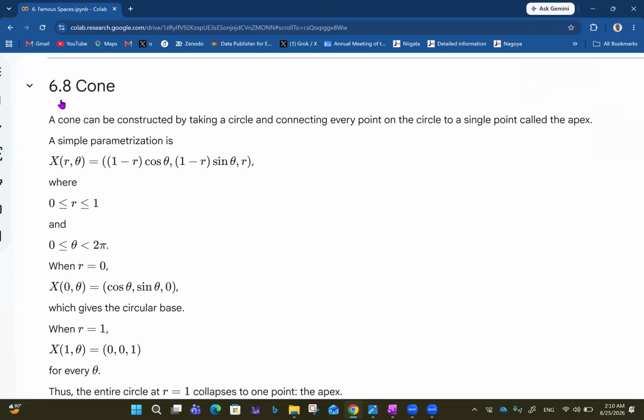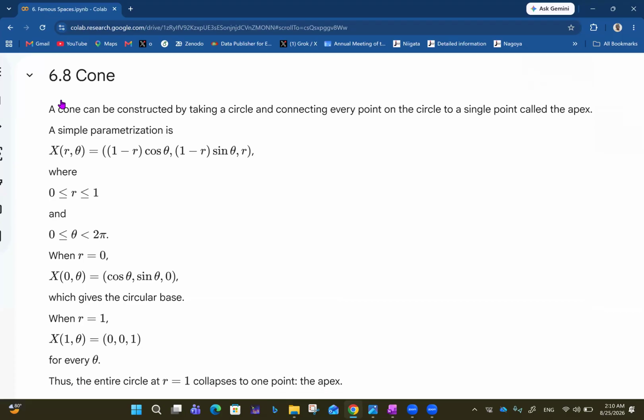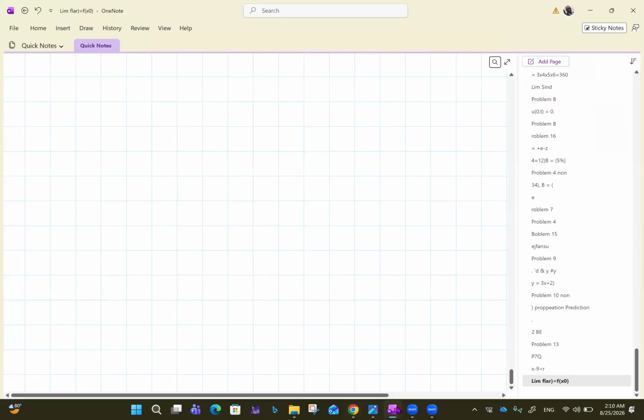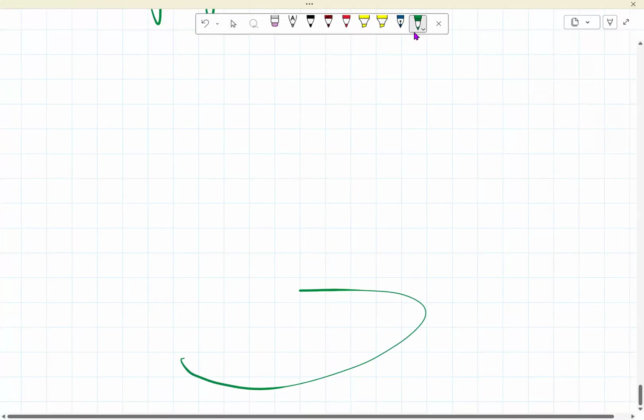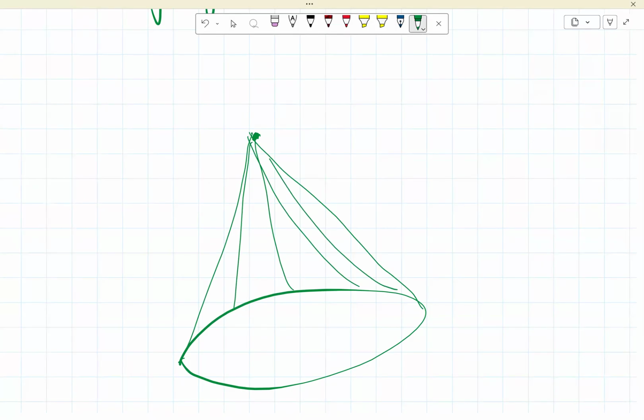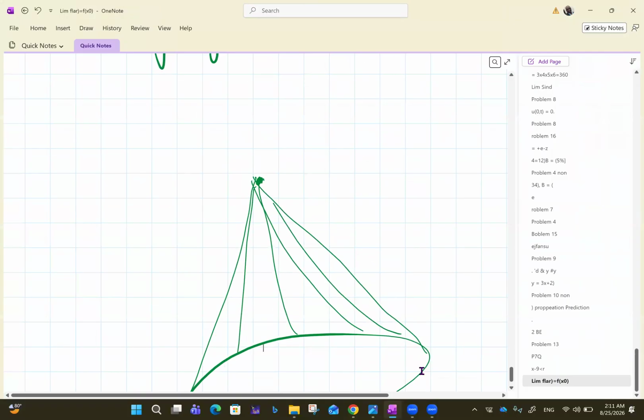The space that is a cone. A cone can be constructed by taking a circle and connecting every point on the circle to a single point called the apex. Of course that's easy to imagine, especially since I talked a lot about cones when we dealt with length, areas, and volumes. So you have a circle down here, and every point emerges from here and ends in that point, like this. That's what a cone looks like.